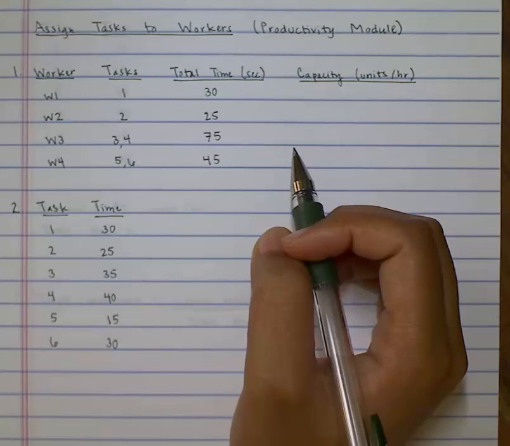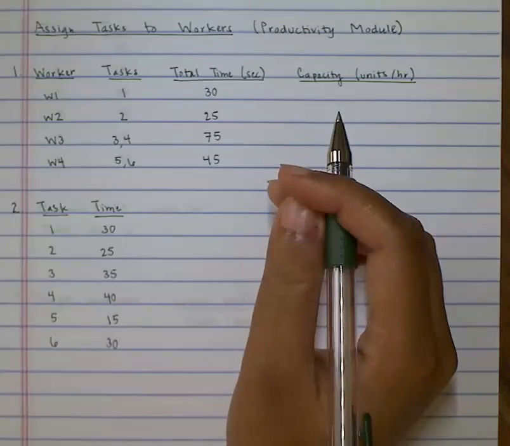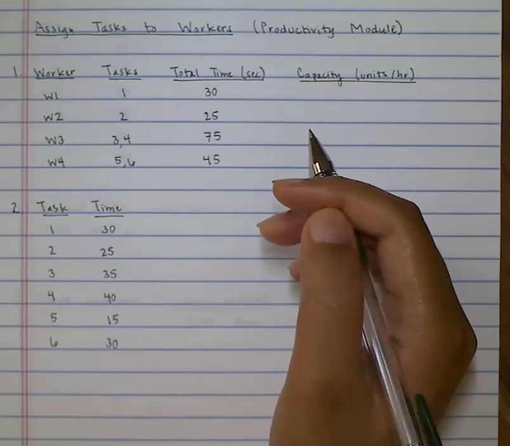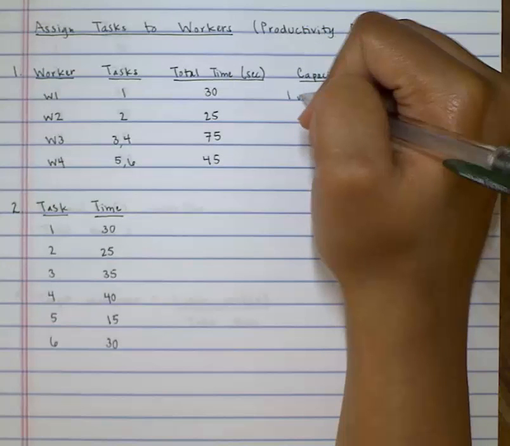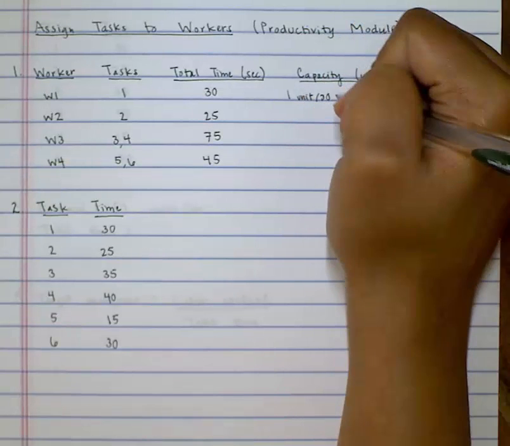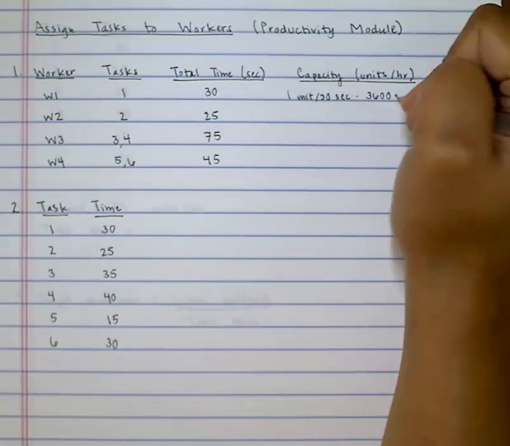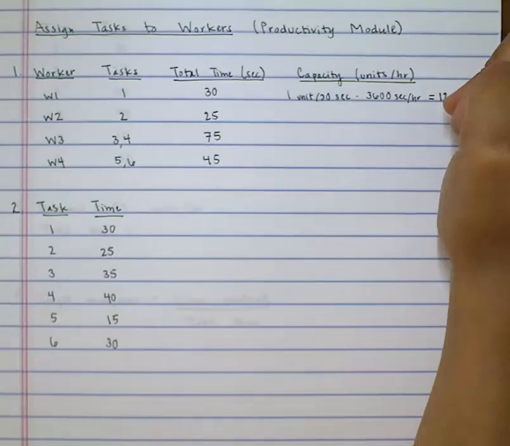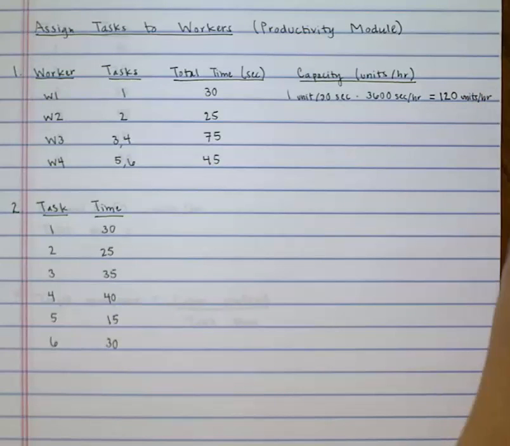The first question asks us for the capacity of the current conveyor-paced line. Recall that the capacity of the current line is given by the capacity of the bottleneck, where the bottleneck is the resource with the lowest capacity. With the current setup, the capacity of Worker 1 is 1 unit per 30 seconds. To convert this into units per hour, note that there are 3,600 seconds per hour. So 1 over 30 units per second times 3,600 seconds per hour is 120 units per hour.